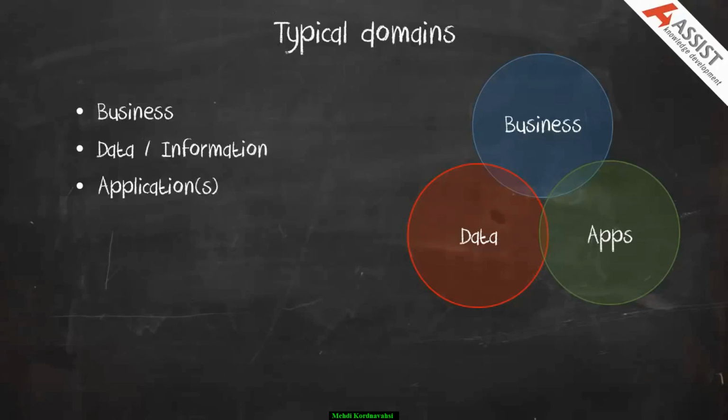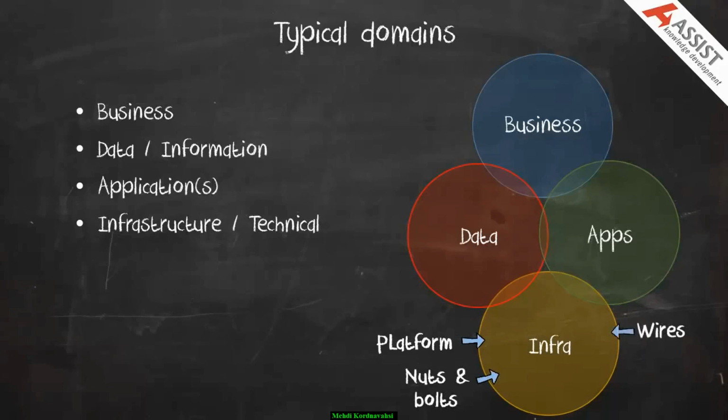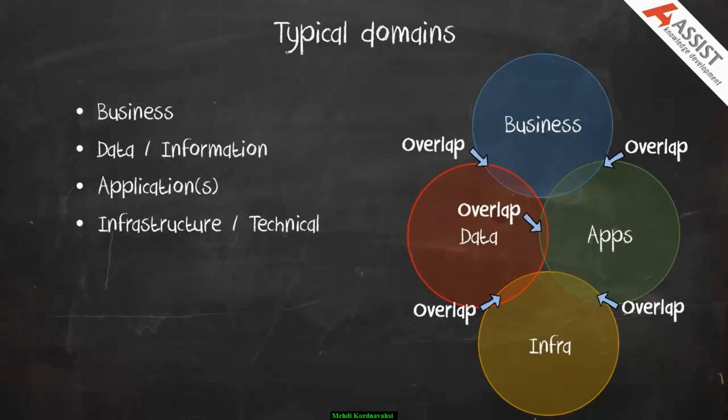And the final domain of the 4 typical ones is the infrastructure or technical domain. This is the platform domain in many ways. It's the nuts and bolts, it's the wires, but it's also the system software, etc., upon which the applications and the data architecture is dependent. So if you look at these 4 domains as a whole, the way we're representing it here is with these overlaps. These overlaps show where the business maps to the data architecture and the business architecture maps to the applications architecture, and how the data and applications architecture are dependent on the infrastructure layer.